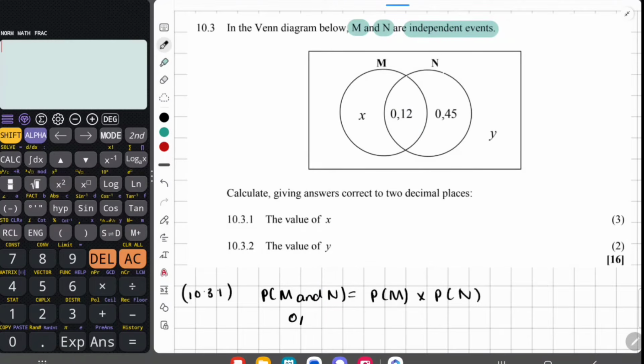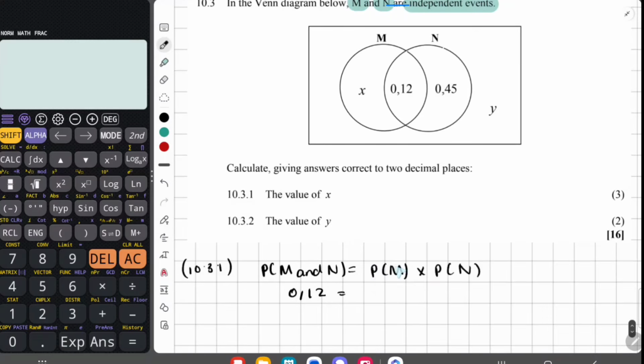So that is 0.12 is equal to the probability of M. Remember, this one is just the probability of M only. The entire probability of M is the whole circle of M. And you see that would include the x plus the 0.12. And that's what we have to do. Probability of M would be the x plus the 0.12 multiplied by the probability of N.